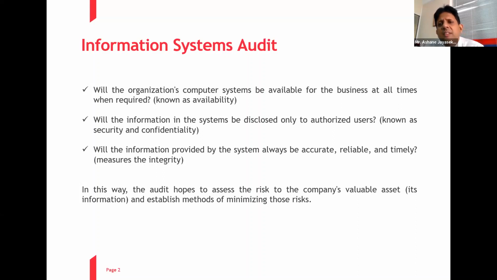Then the third aspect, of course, is integrity. We all know the system produces various reports, and we should be able to rely upon the contents of these reports, right? The data, the information must be accurate, reliable, and timely. So towards this end, we have to check in an IS audit whether proper controls are in place to ensure accuracy, reliability, and timeliness. So all these 3 areas, availability, confidentiality, and integrity, are very important, and you need to think about this when you do an IS audit.